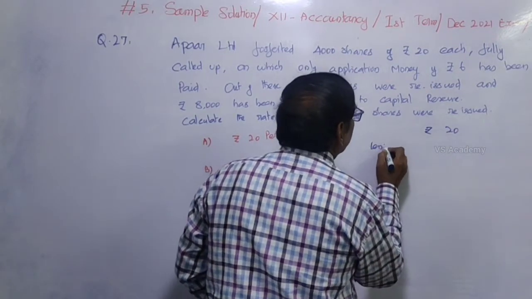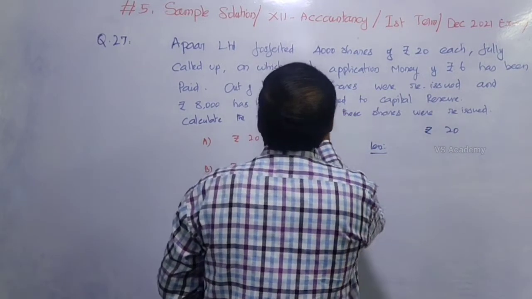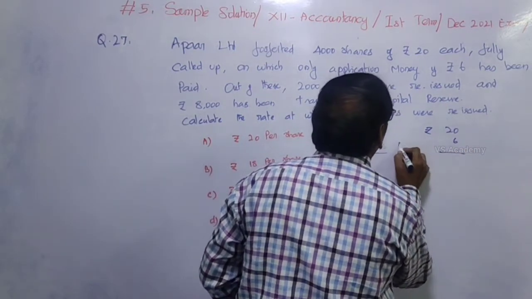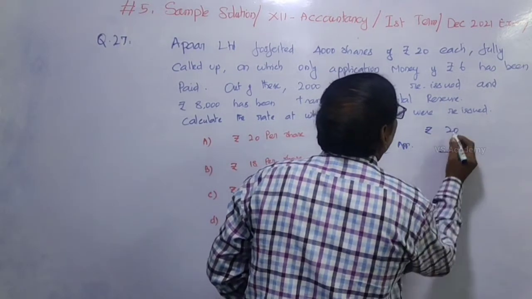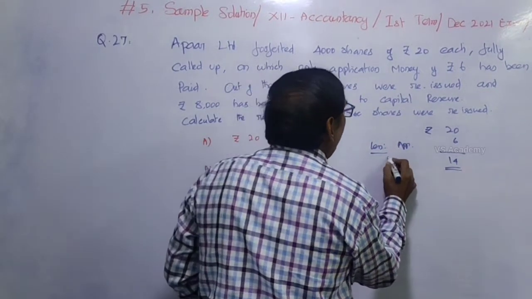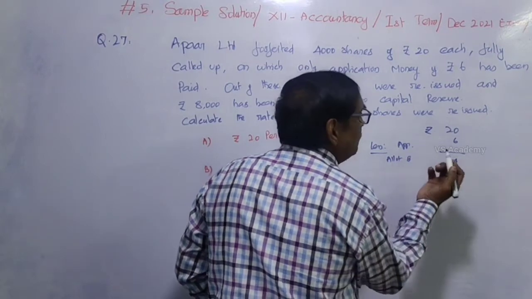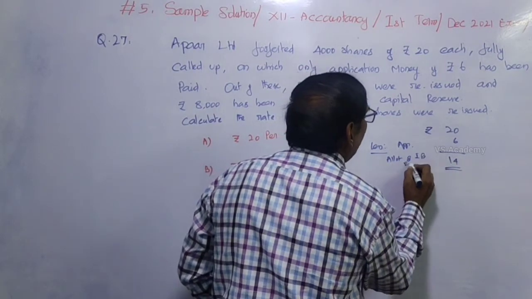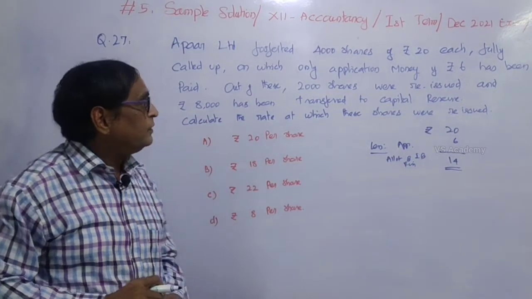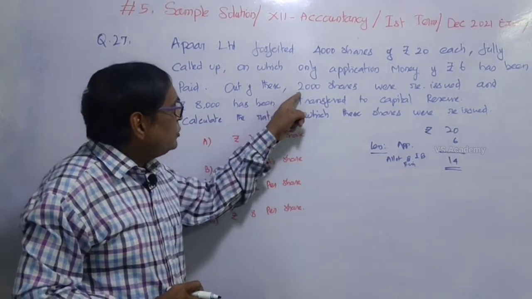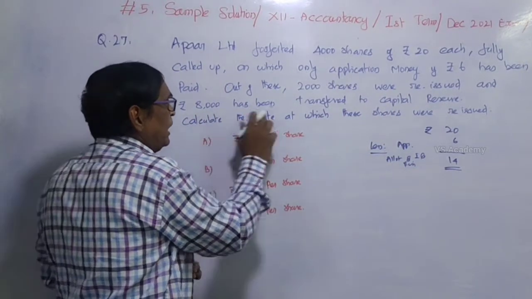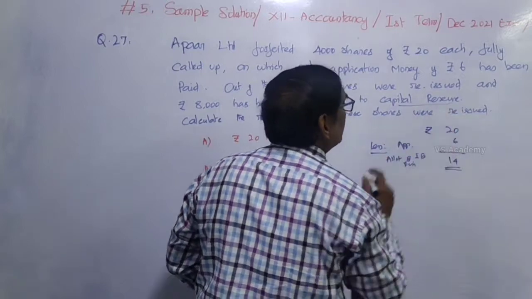But the application money has been received, application money rupees 6. So the 14 rupees would be for non-payment of allotment and first and final call. 4,000 shares have been forfeited. Understand? Out of these, 2,000 shares were reissued and rupees 8,000 has been transferred to capital reserve.